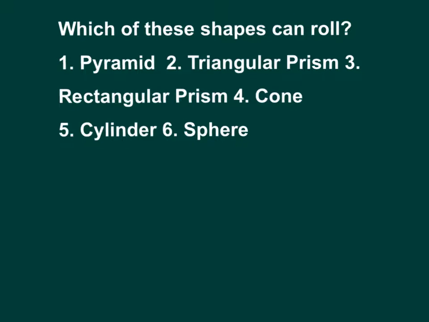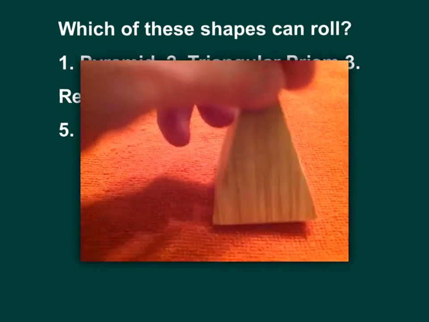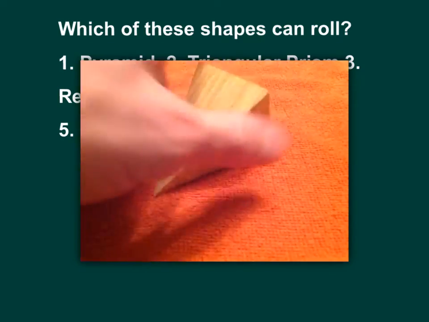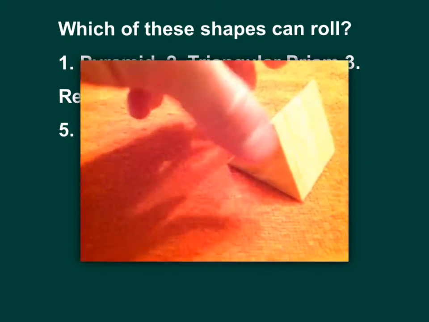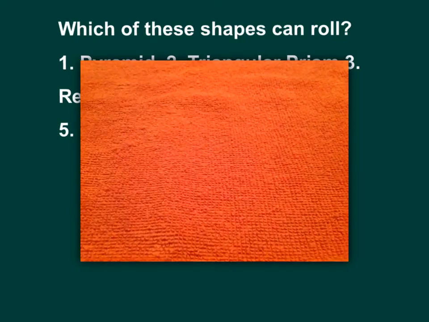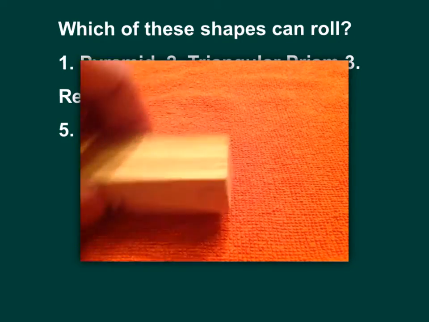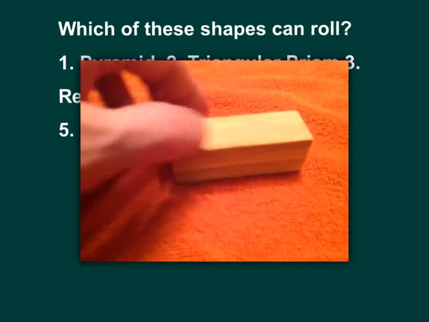Let's take a look. The pyramid really can't roll. This is a triangular prism. It can turn, but it can't really roll. Here's our rectangular prism. It can turn, but it can't roll.